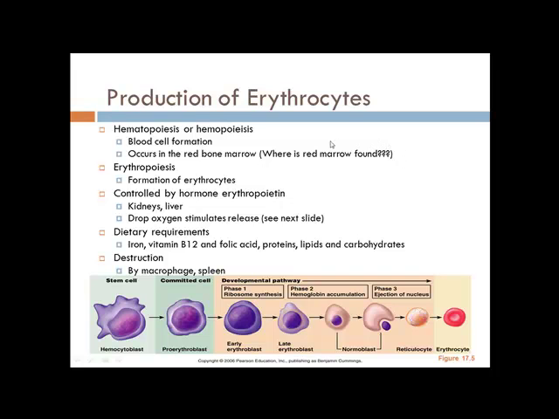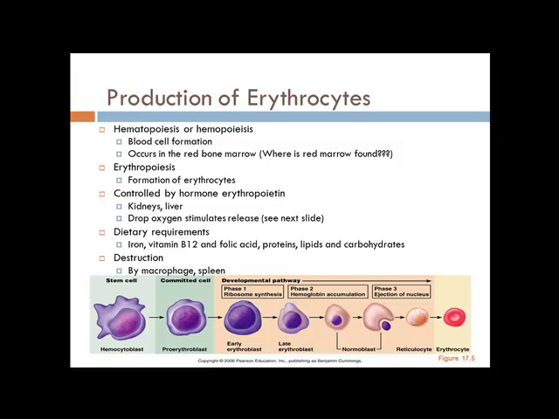Blood cell formation will occur in the red marrow and is going to be controlled by erythropoietin, which will be released by the kidneys and liver. Erythropoietin is released in response to decreased levels of oxygen.